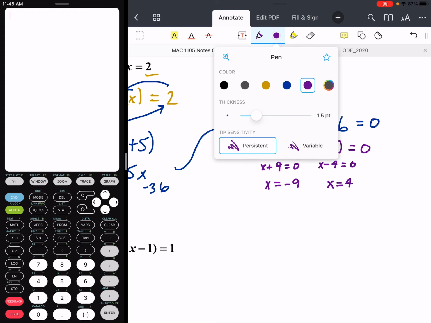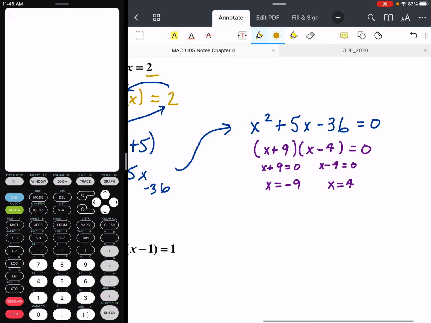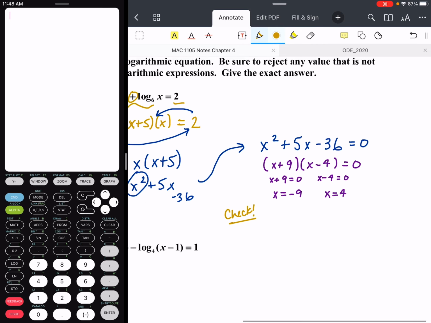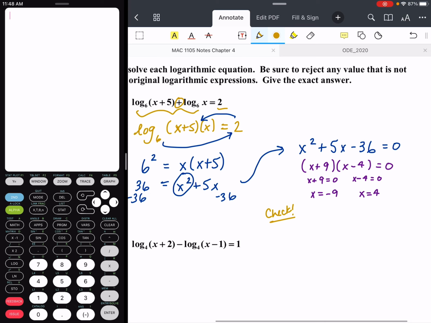But we need to check both of these. So checking x equals -9, looking at the original equation, I'll split these checks up. On the left-hand side, we'll have log base 6 of, this guy would be -9 plus 5, which would be -4. And then right there, I know that we fail. Log base 6 of -4, that's a domain violation. So x equals -9 is not a valid solution.